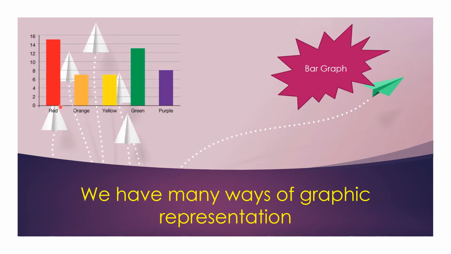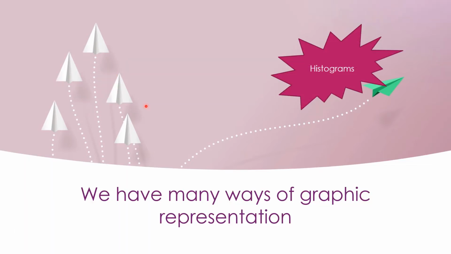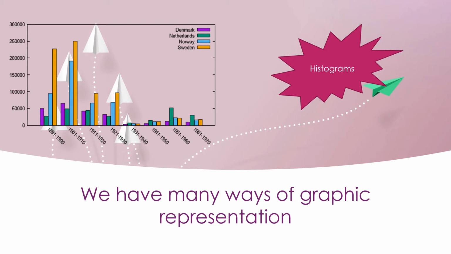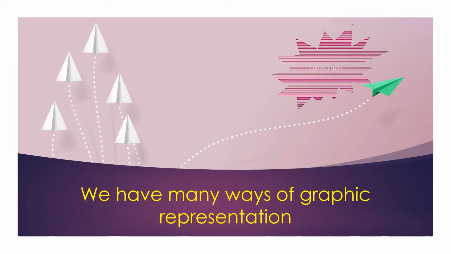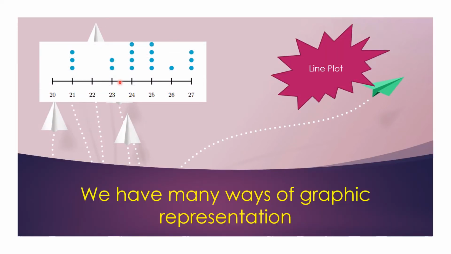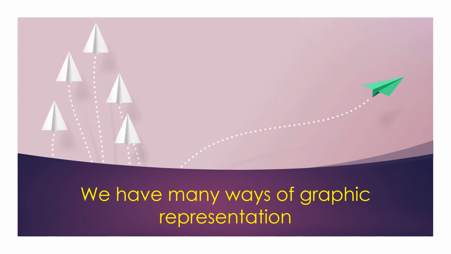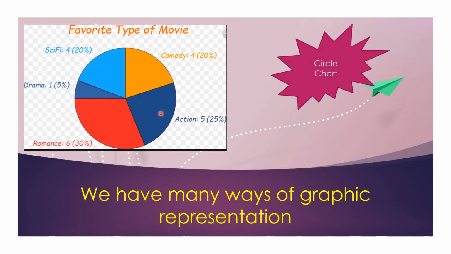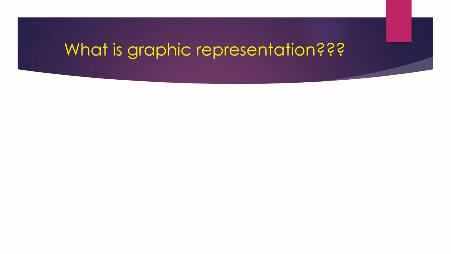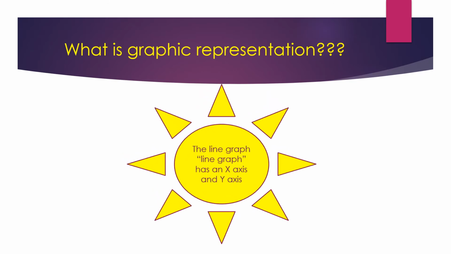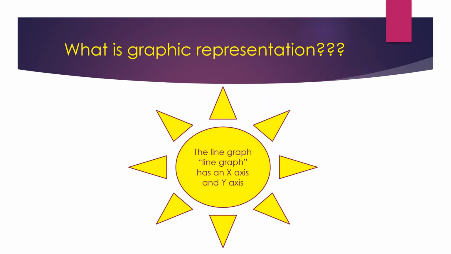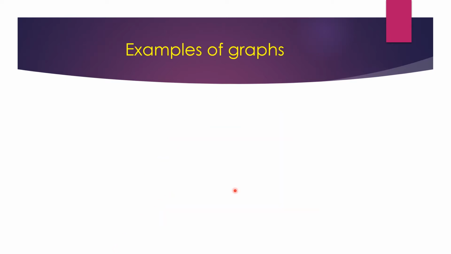graphs. For example, we have something that's called the bar graph, another type that's called histograms, the line plot, dots here, and the circle chart, and sometimes it's called the pie chart. We will focus in our study this year on the line graph. The line graph has an x-axis and y-axis.